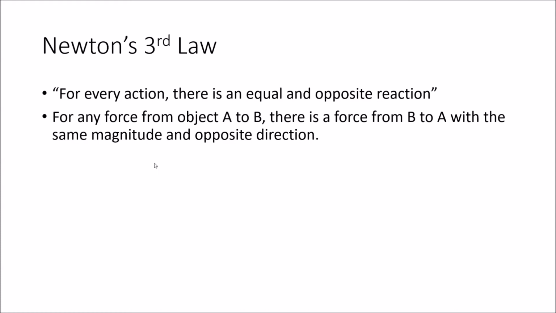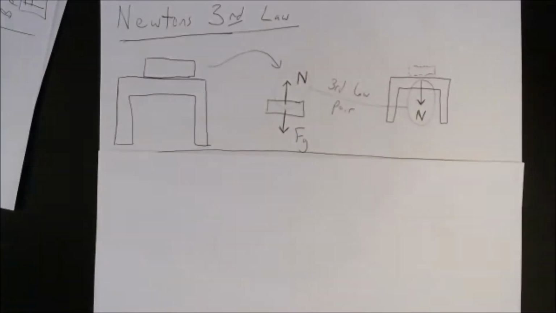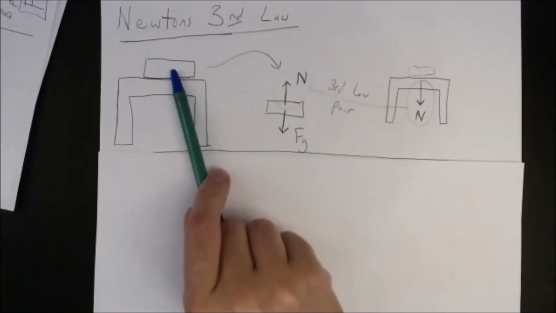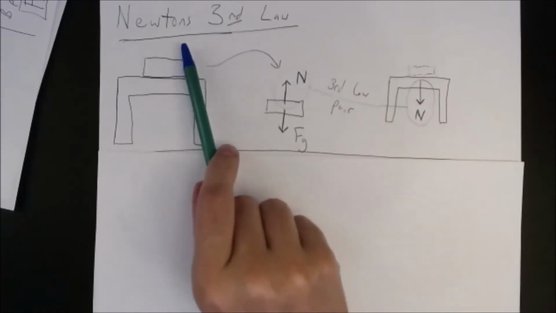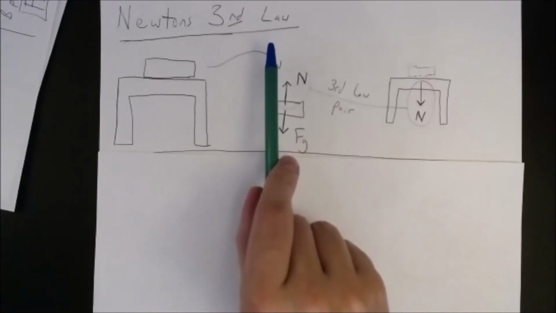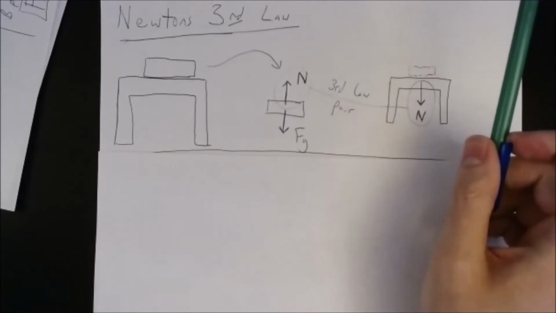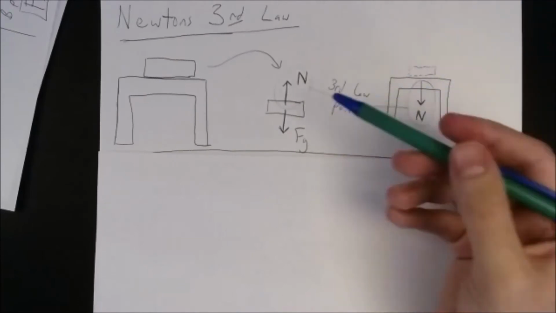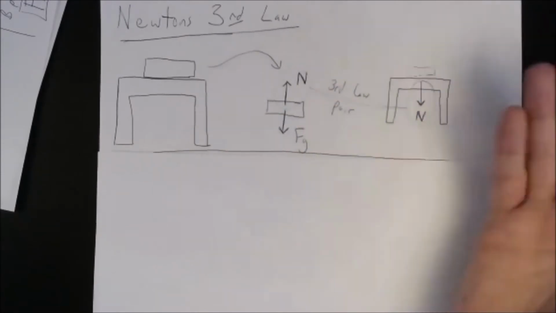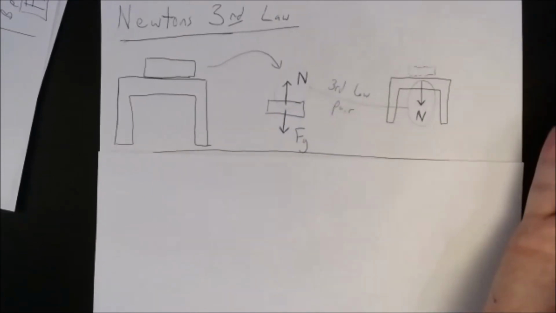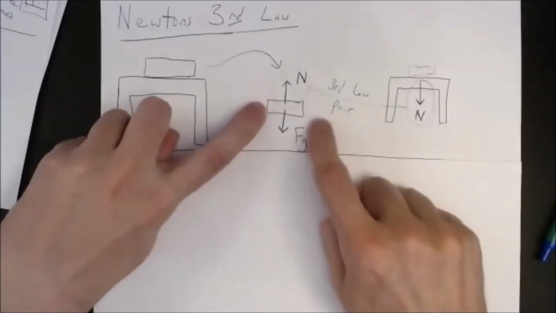Easiest way to understand this is through some examples. I've got a book on a table, like that. Book on table. When you're looking at Newton's third law, you should be looking for third law pairs. That's what we call them. For every force acting on an object, there's going to be another force acting in the opposite direction from the opposite object.